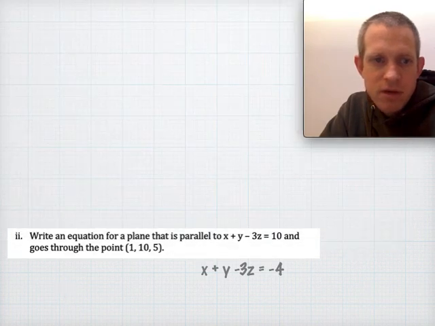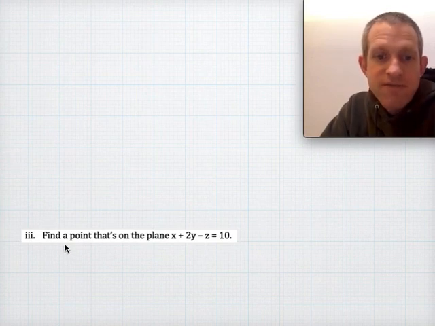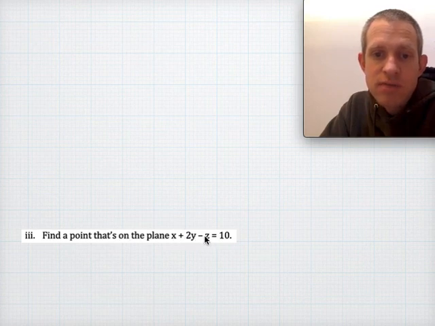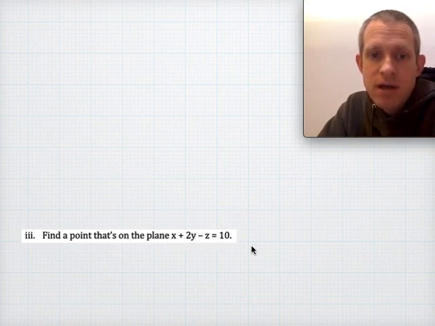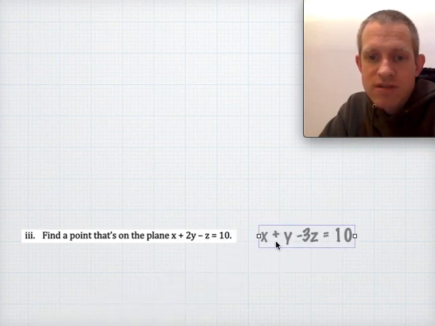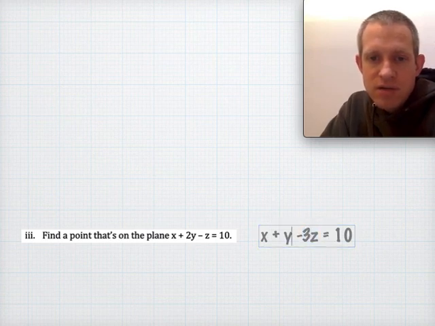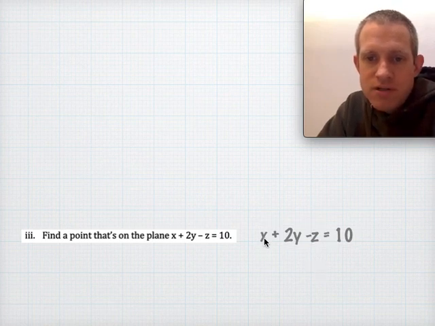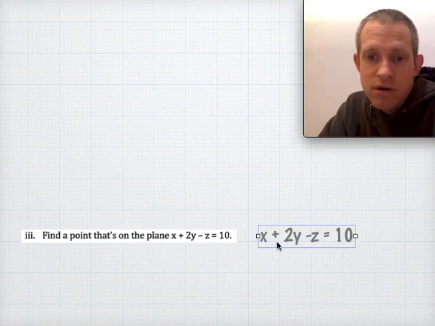So what's next? We need to find a point that's on the plane x plus 2y minus z equals 10. Now, there are millions of points. In fact, there's an infinite number of x, y, z combinations that would make this true. And so we simply need to find some combination of x and y and z that make this work out. For instance, if x is a 10 and y and z are both zeros, that would work.